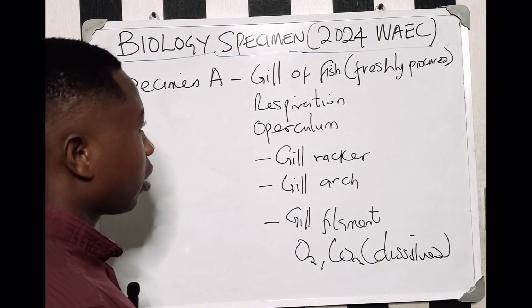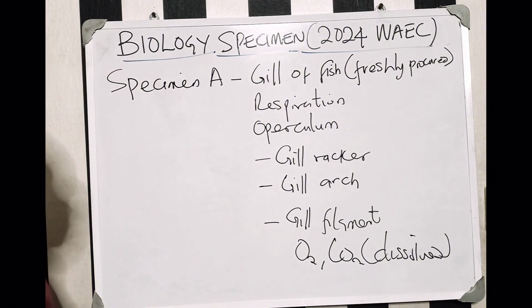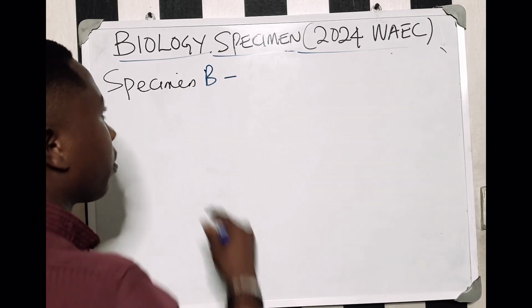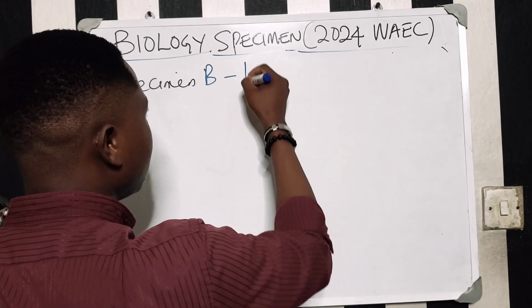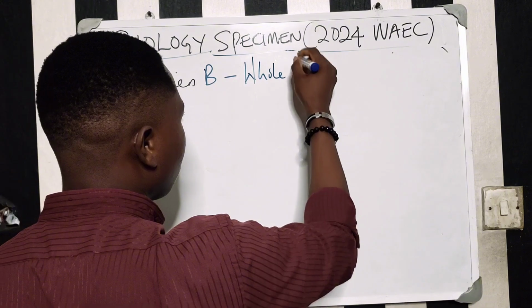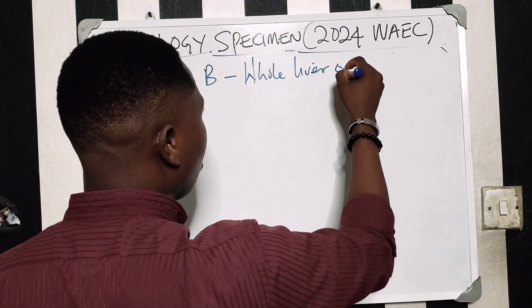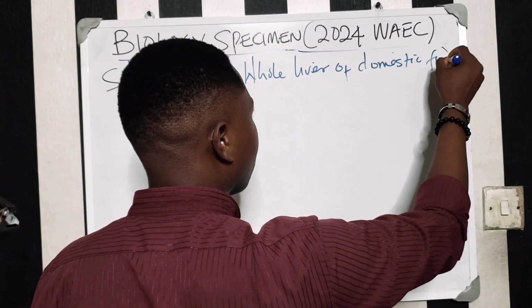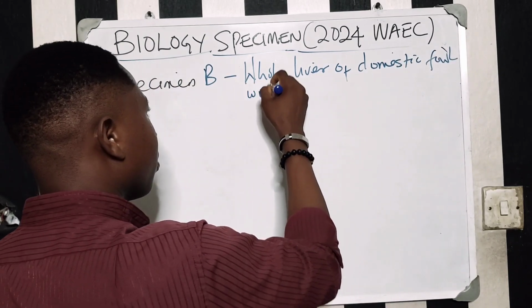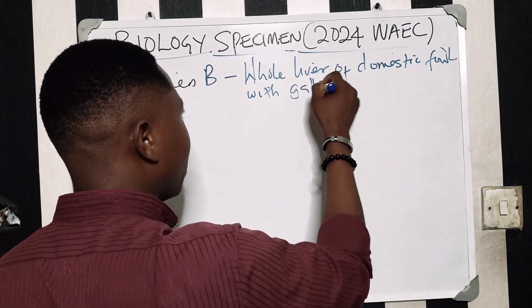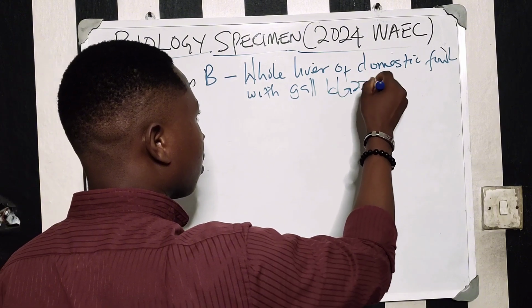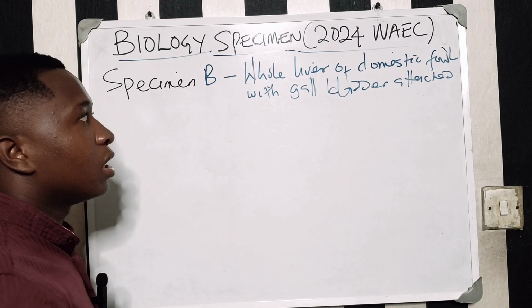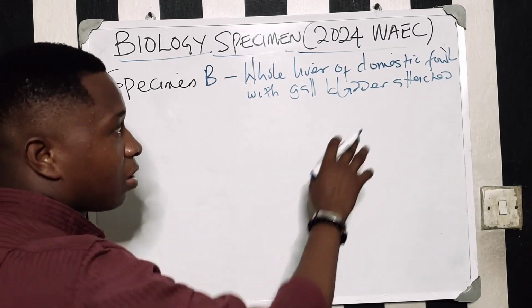Okay, so we are going to move over to specimen B. Now, specimen B is the whole liver of domestic fowl with gallbladder attached. So we're expected to provide the liver of domestic fowl with gallbladder attached.